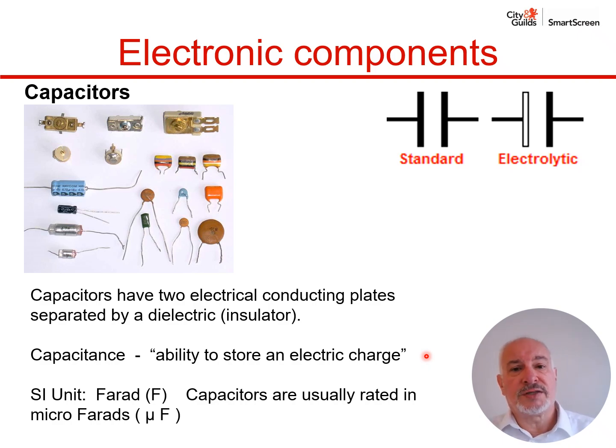The SI unit, so in other words the way that we measure capacitance, is the farad. And capacitors are usually rated in microfarads, and there's the symbol for micro at the bottom there, microfarads. And that's because the unit of 1 farad is quite a large amount of capacitance, and most capacitors produce quite a small amount of capacitance, and so we measure it in microfarads.